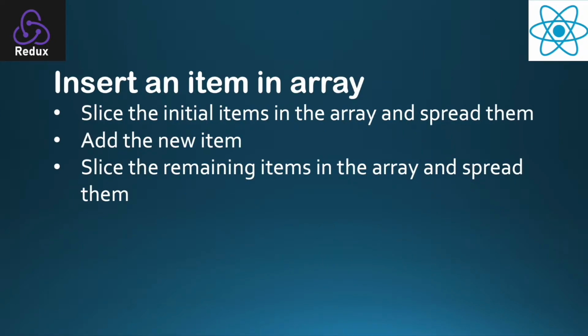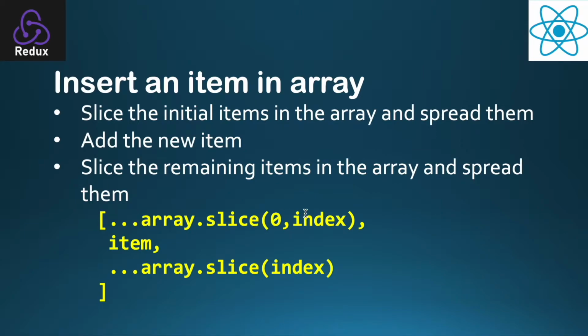What's the next one? Insert an item in an array. So to insert an item in an array, we would slice the initial items in the array and spread them, add the new item, and then slice the remaining items in the array and spread them. So what does that mean? Suppose we want to put it in at an index, then we slice and spread them. So this array would get copied. Then we put in the item and then we slice and spread the remaining array. So this is the way we would insert an item in an array.